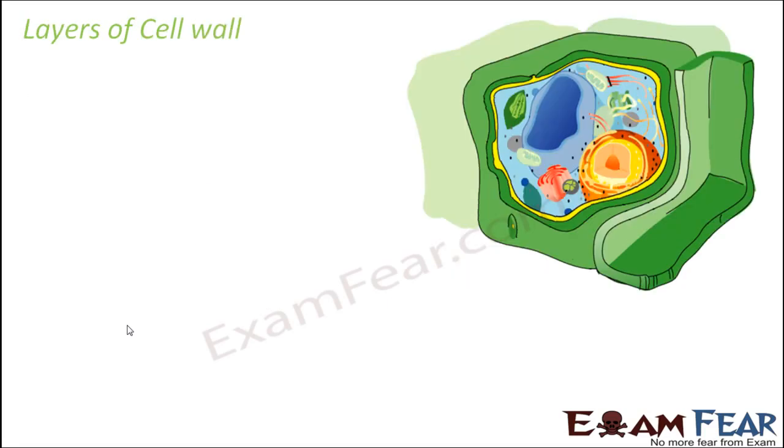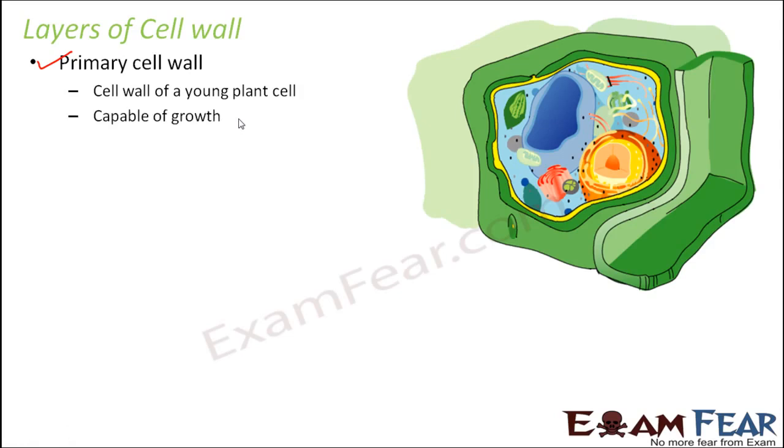Now let us look at the structure of the cell wall, that is the layers in the cell wall. When we talk about the cell wall, there are different layers even within the cell wall. Let us first talk about the primary cell wall. It is nothing but the cell wall of a young plant cell. When a plant cell is very young, you just see one layer of cell wall, and that single layer is called the primary cell wall.